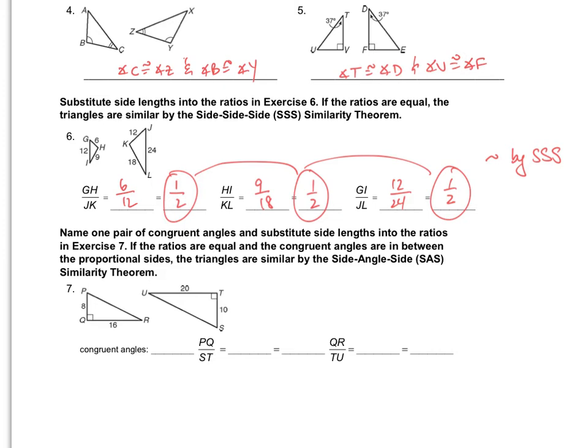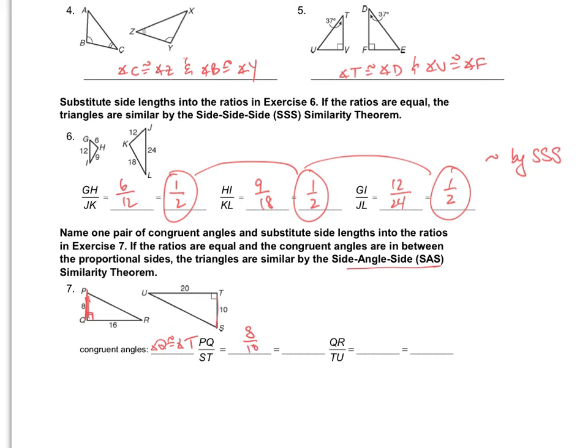Taking a look at the next one, it says, name one pair of congruent angles and substitute the side lengths into the ratios of exercise 7. If the ratios are equal and the congruent sides are in between proportional, then the triangles are similar by the side-angle-side similarity. So let's see. What do we got? Congruent angles. Angle Q is congruent to angle T. All right, now let's look at the sides. We have the included angle. Now I need the sides that are proportional.